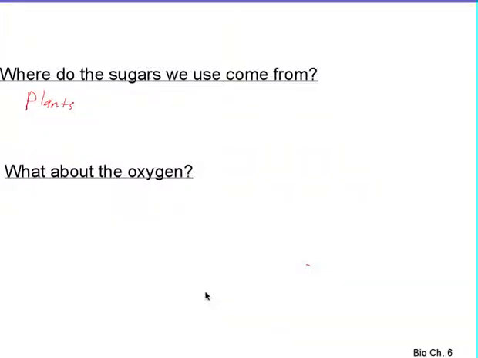Take what? Sunlight converted into energy. Right, they take the sun's light and turn it into another type of energy. Yep. They store it in these sugars.